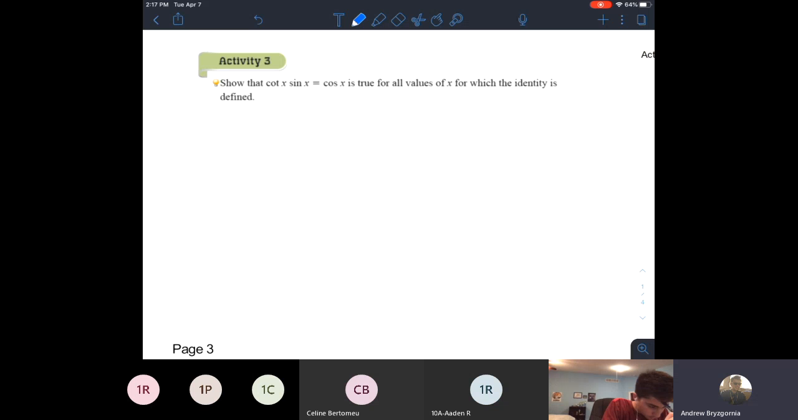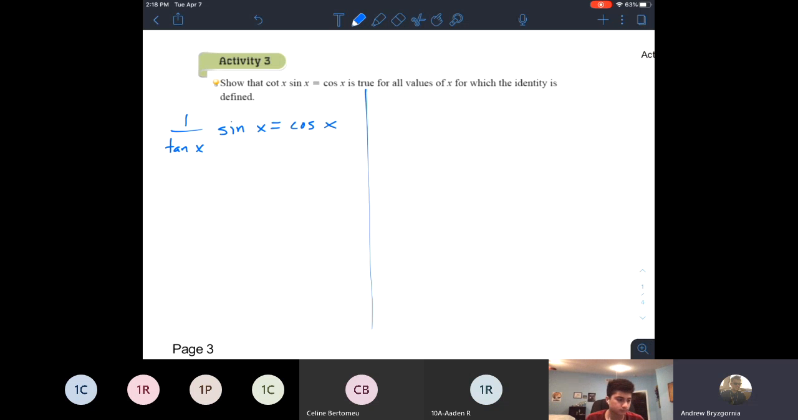Okay, there are going to be a couple different ways that we could do this. I'm just going to show 2 ways, although there certainly are more of them that you could do. So the first one, what is cotangent equal to? 1 over tangent. So it's going to be 1 over tangent, and then I'm going to keep sine of x, and I'm going to set it equal to cosine of x.